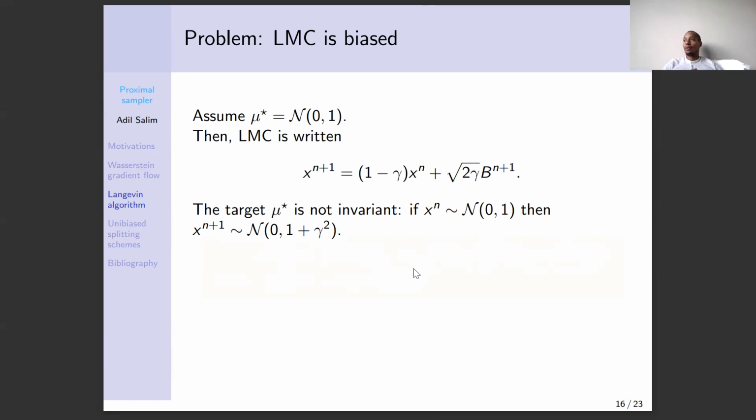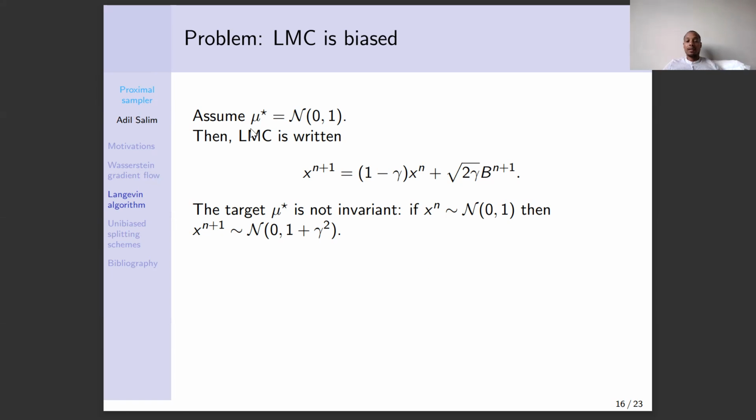Okay, so now let's return to the discretization. All of this was about continuous time. So let's return to the discretization, and let's return to Langevin Monte Carlo. As I said when I introduced it, Langevin Monte Carlo does not converge to the target distribution with a constant step. And there is a simple reason for that. The simple reason is that the target distribution mu star is not invariant by Langevin Monte Carlo. And we'll see this on an example.